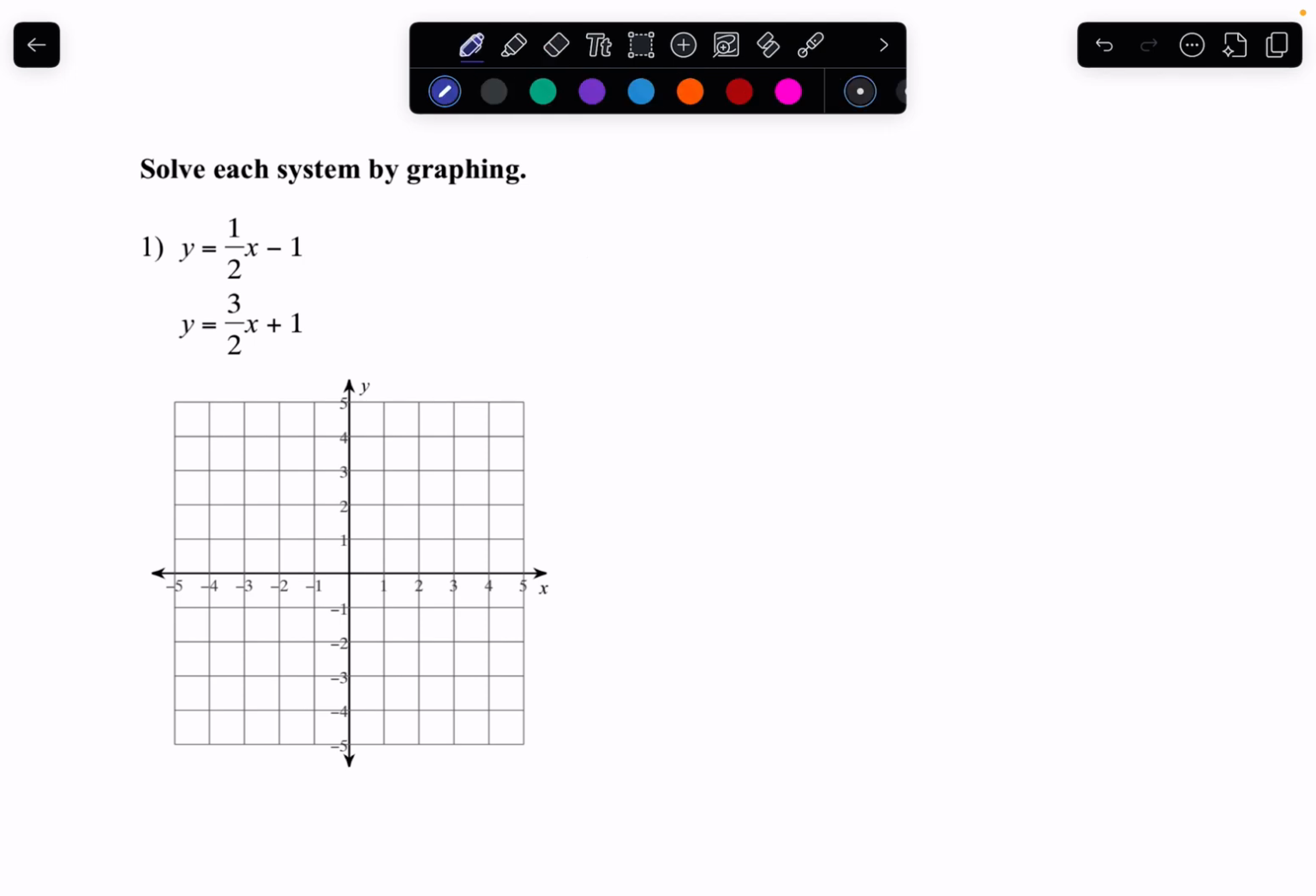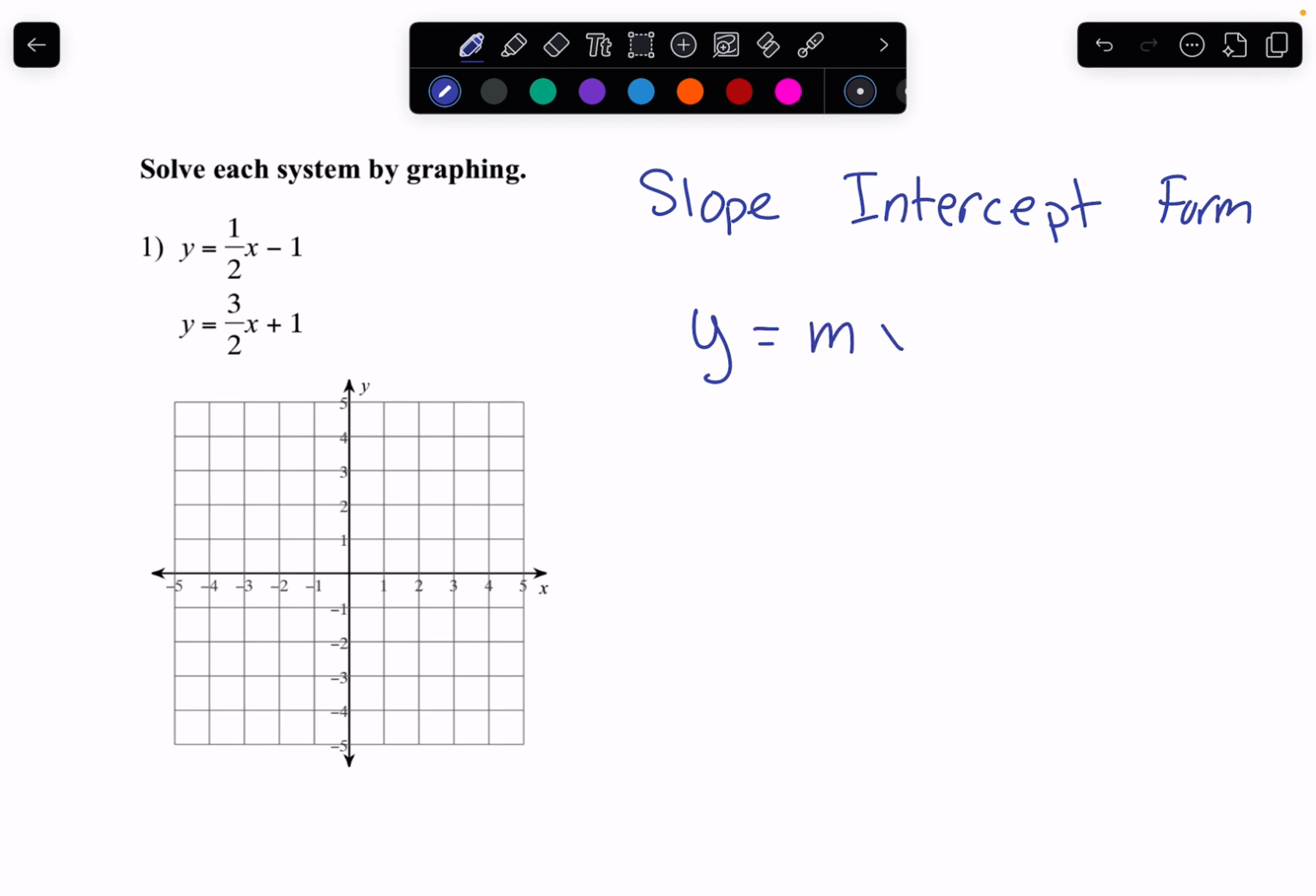The big one I want you to do is practice graphing linear equations. And we have two options or two chances to try it here. So both of these equations are in slope-intercept form. And I really hope by now that when I say that, you think y equals mx plus b.